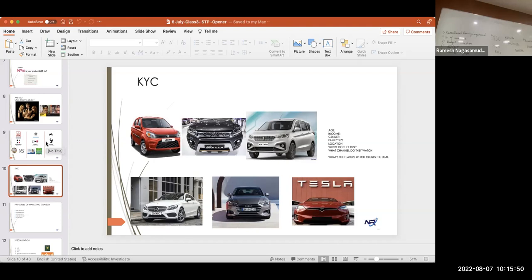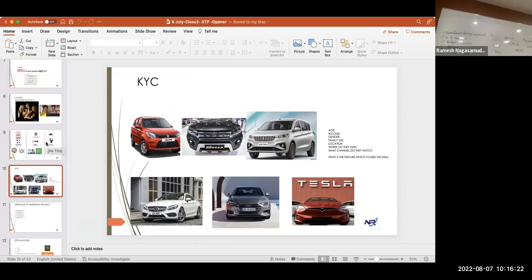I'll give you an example. Take Alto and then any one of the others, ignore the Brezza. Take Alto and take any. Can you guys work on it? Family size, location. Where do they dine?